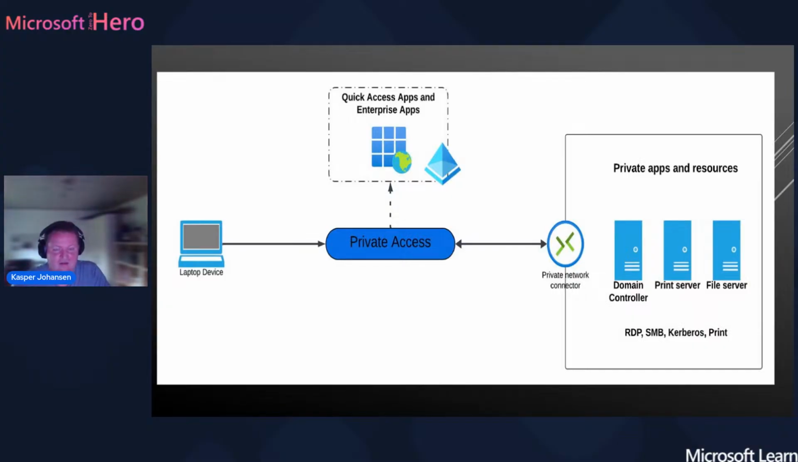So this is my very high-tech drawing on what's going on here. We have a laptop which is connected through private access. It goes to Quick Access apps and/or enterprise apps. I'll show you in a moment what's going on there. And it will be validated in Entra also, of course, which is illustrated with this little pyramid in the corner. And once it gets what it's able to access on our on-prem, it will go to the on-prem data center where we can have file, print, domain controller, whatever kind of server or endpoint that's needed.